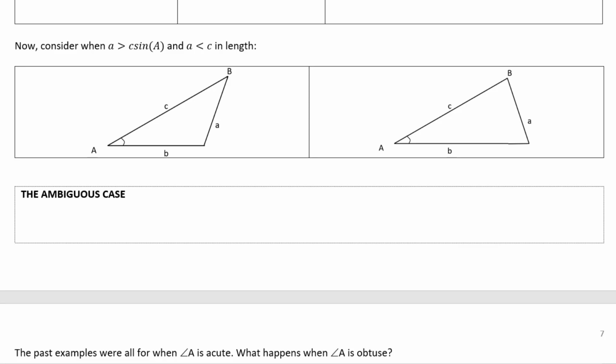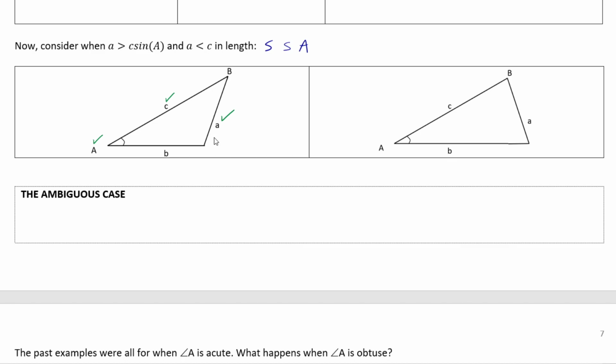The ambiguous case is a complex phenomenon that arises in trigonometry when you are given the side and a non-contained angle of a triangle. So, for example, you are given the side and a non-contained angle.